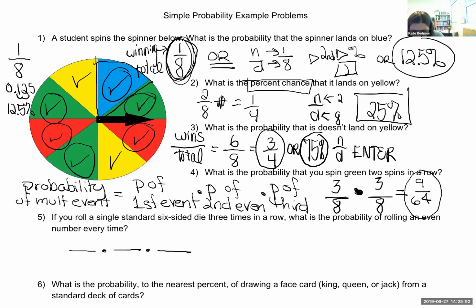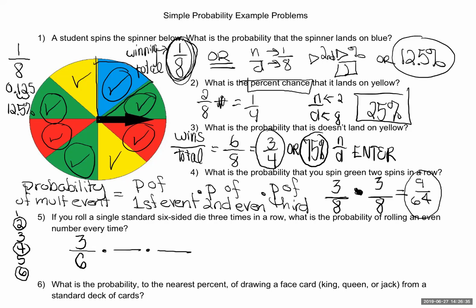Okay, so I'm looking for what is the probability of rolling an even number every time. So the probability of rolling an even number. Well, let's just look at the first time. If you roll a 6-sided die, what are your possible rolls? 3 out of 6. David's already at the answer, but you could roll any number between 1 and 6. That's what a standard 6-sided die has. And what he's noticing is that 3 of those numbers are even. 2, 4, and 6 are all even. So there's 3 even numbers out of 6 total possibilities.